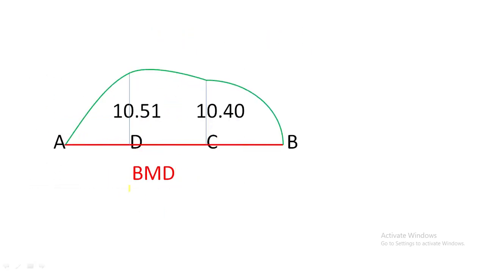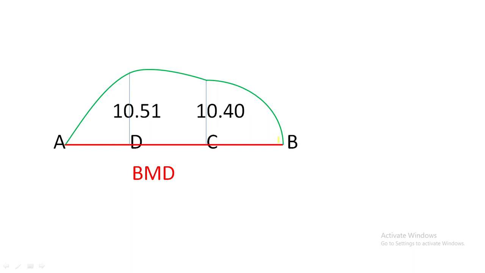And the last step is drawing the bending moment diagram. For drawing the bending moment diagram, draw first the baseline ADCB, then the value at D is 10.51, the value at C is 10.40, and at B is 0. Between AD there is UDL, so join with a parabolic curve. In DC also there is UDL, so join with a parabolic curve. In CB also there is UDL load present, so join with a parabolic curve.